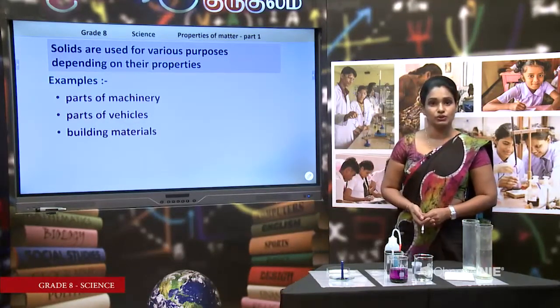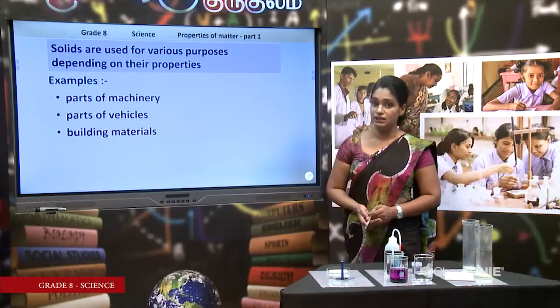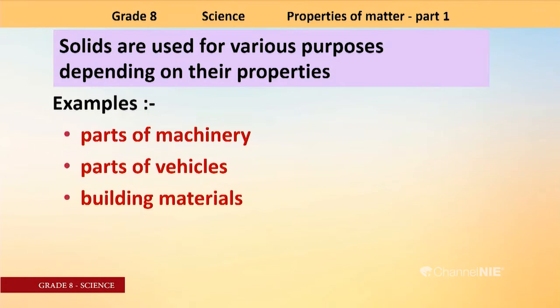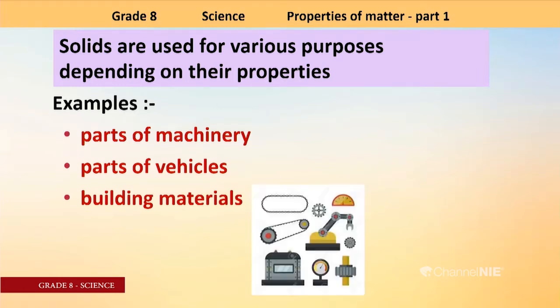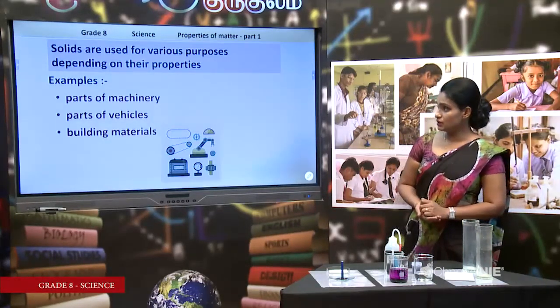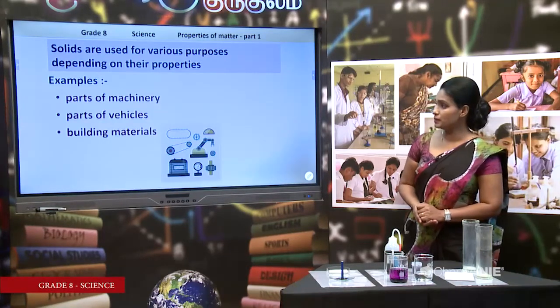Then we are going to talk about another topic, that is the uses of solids. Solids are used for various purposes depending on their properties. As an example, parts of machinery, you know so many machines are made out of a combination of a variety of solids. Because of their low compressibility, hardness and high density, they are used for machinery purposes.